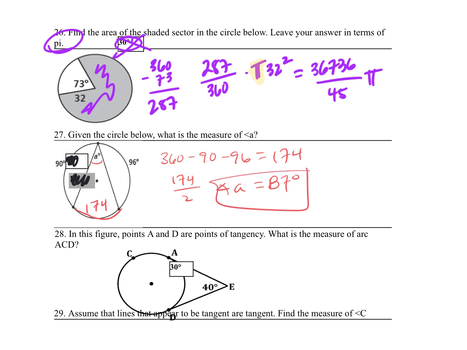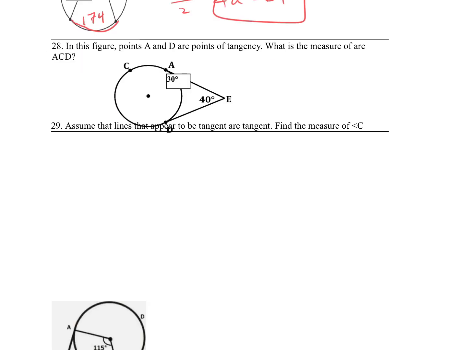87 degrees. Okay, this one is a tangent-tangent angle. The vertex is outside the circle, so it could be half the difference, but we know a tangent-tangent angle and the arc it intercepts are supplementary. So I know that this arc right here is 150 degrees, which means arc ACD, which is what they're asking for, is 360 minus 150, which is 210 degrees.